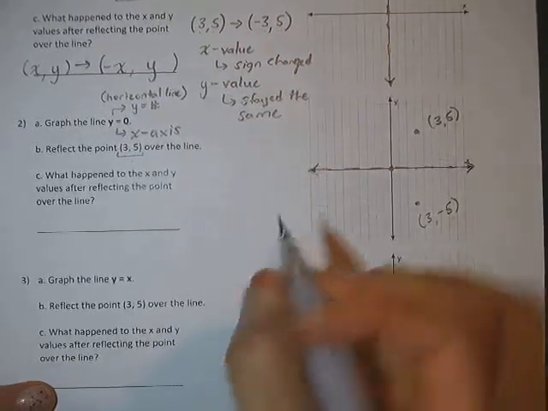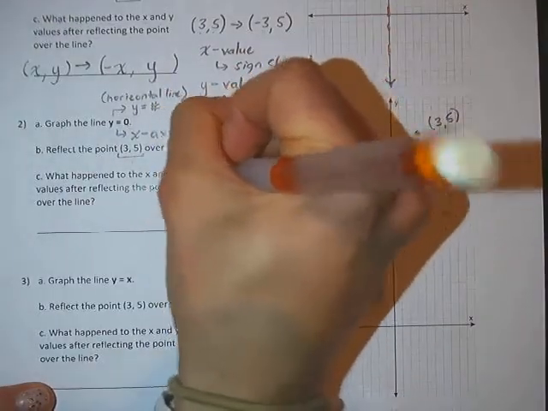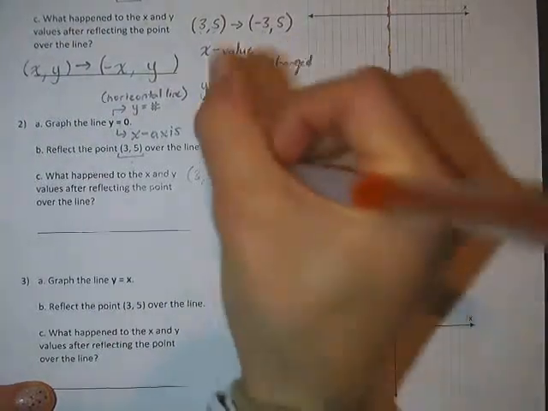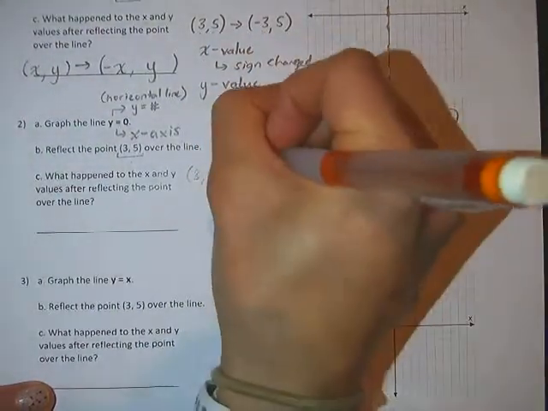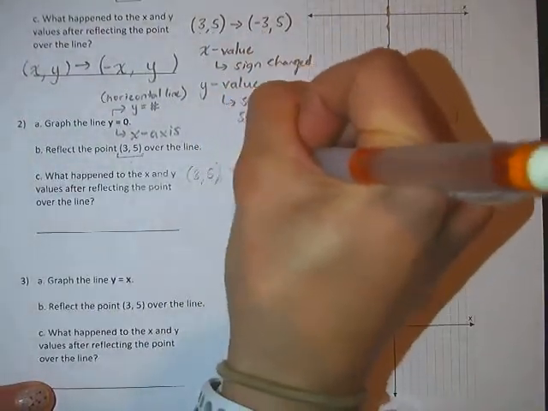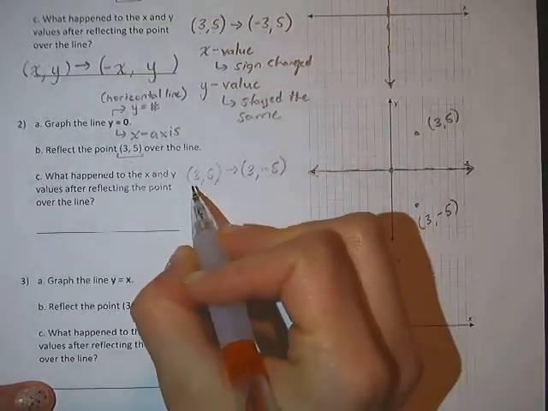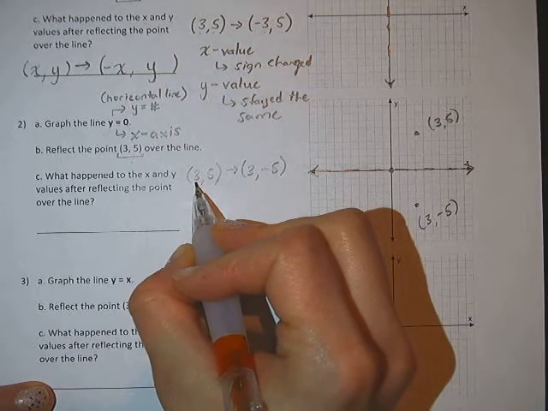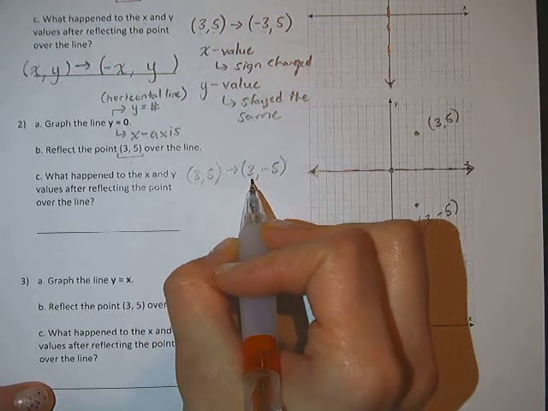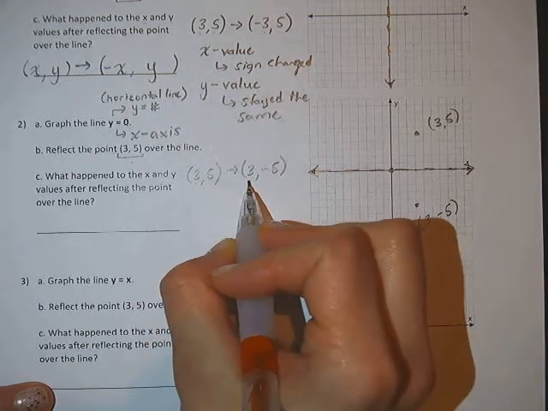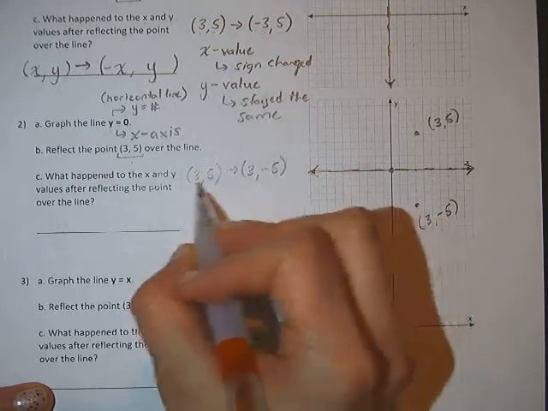So now I'm going to come over here and write down what happened. The point (3, 5), when I reflected it, landed at (3, -5). So what happened to the x and y values? If I look, the x value was 3, and when I flipped it over the line, it ended up at 3, so nothing changed with the x.